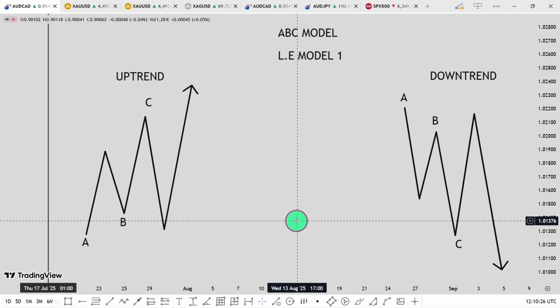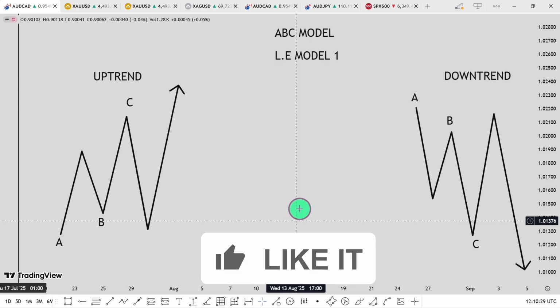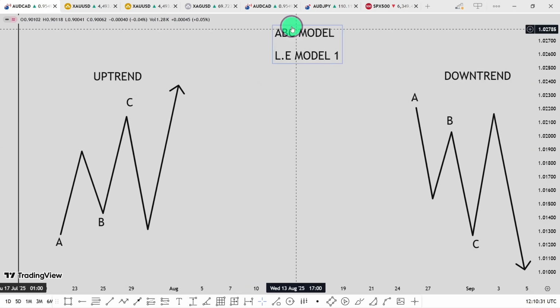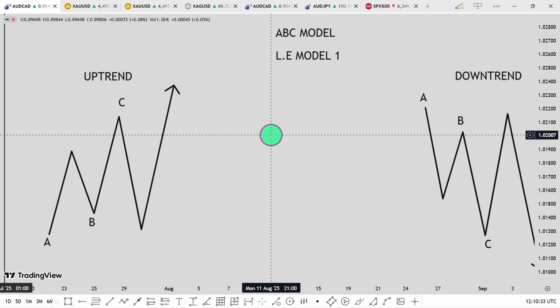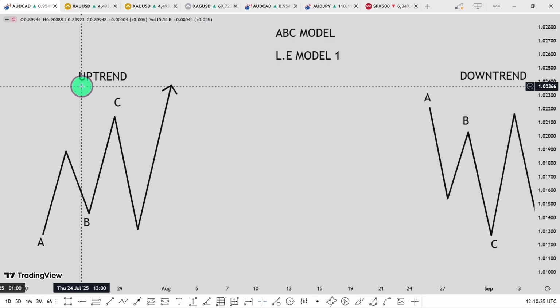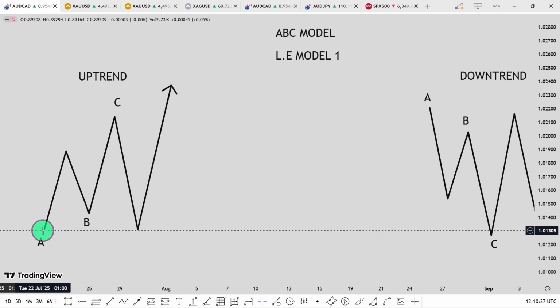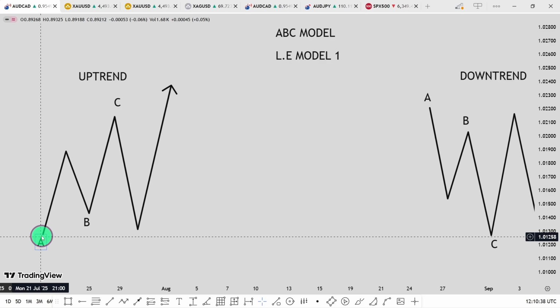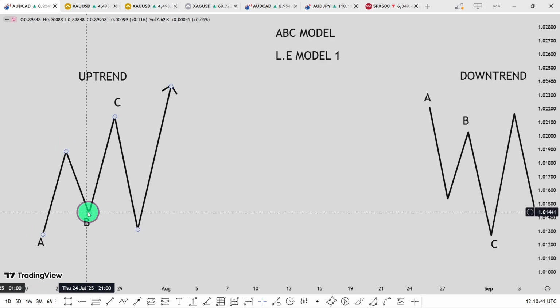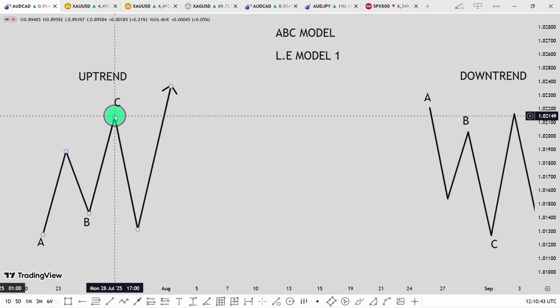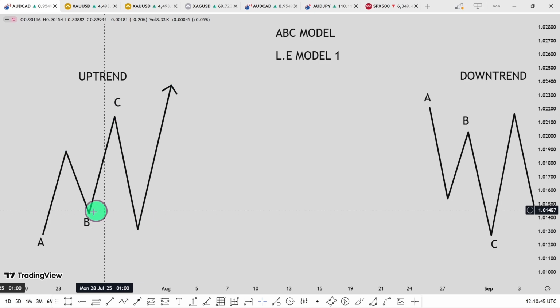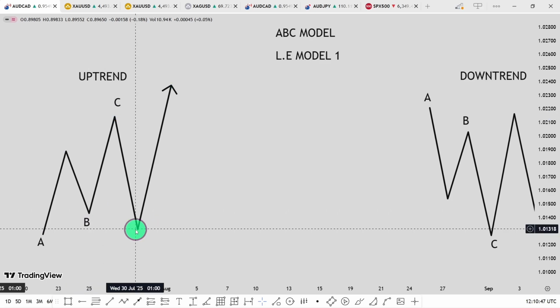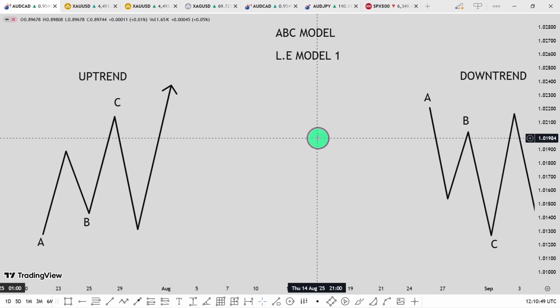Okay, so the last time we talked about the first LE model, which is also known as the ABC model. And I said with an uptrend, we have an impulsive move, or let's say price starts with a low, and then we have a retracement. Price will form a turning point. Price comes and takes out the structural liquidity or the inducement, and then continues with the upwards direction.